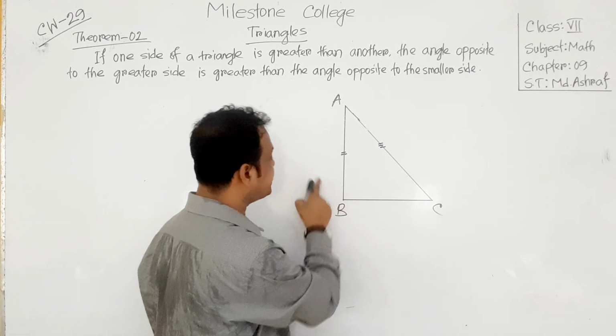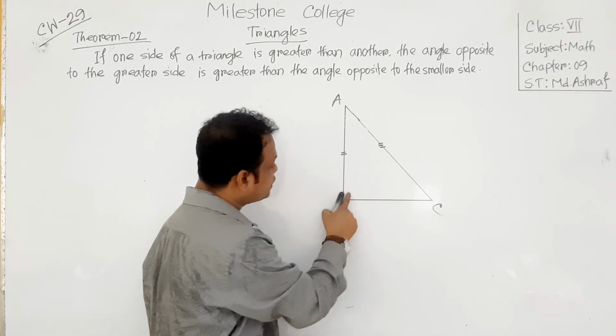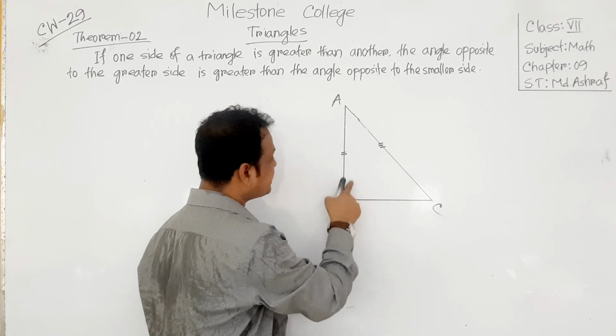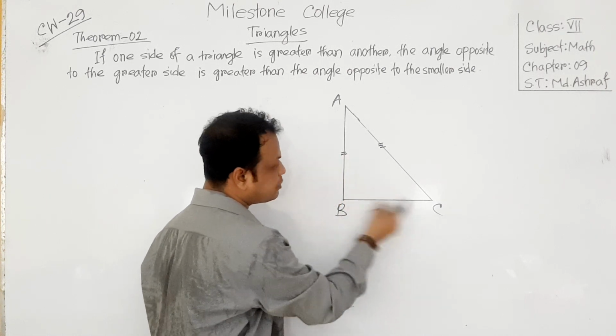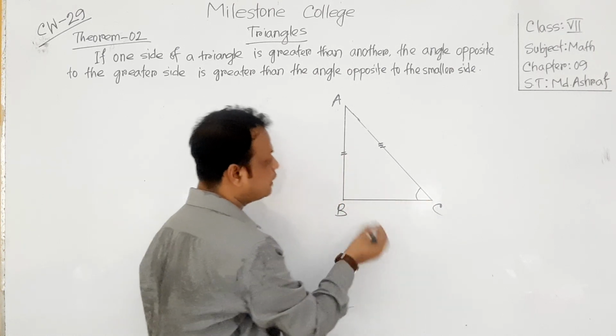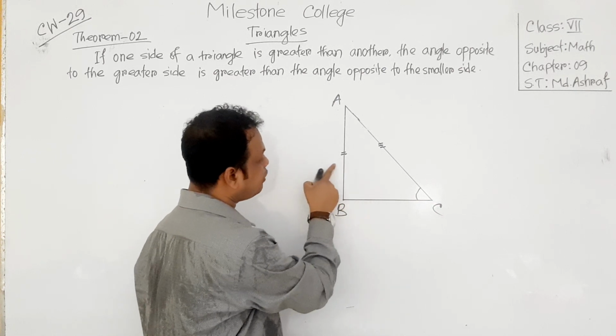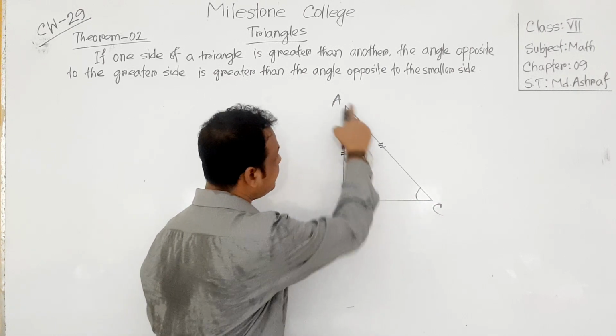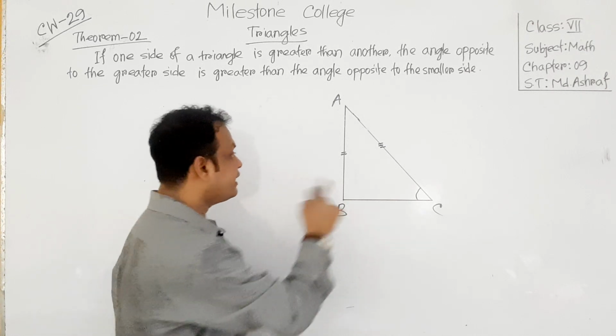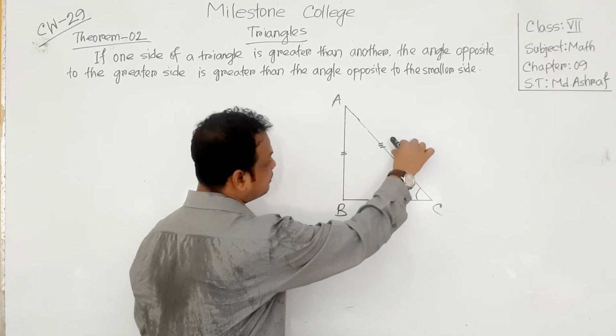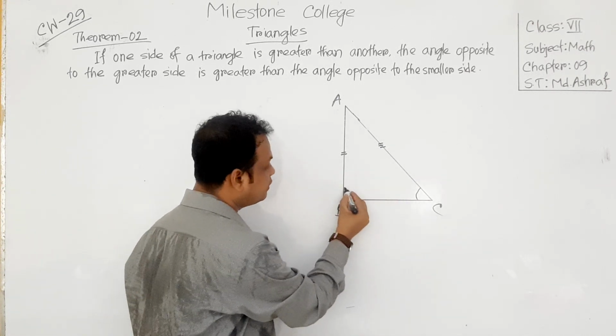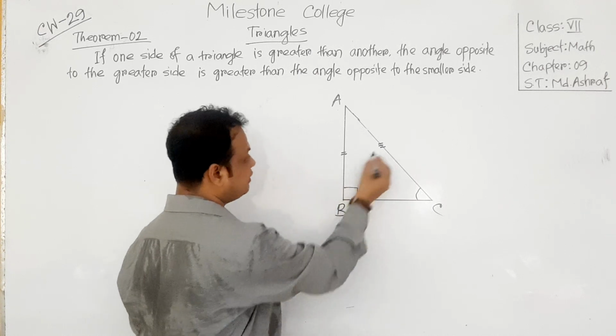So what is the opposite angle of AB? So this one and this one will be adjacent angle of this side. So this side's opposite angle will be this one. Okay, so opposite angle of AB is ACB. And another thing, what is the opposite angle of this side AC? So it will be this one, this angle.